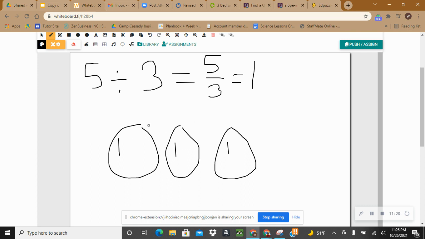Now, how many do I have left over if there was 1, 2, and 3? How many did I have? I had 5, and I only used 3 of them. So there were 2 left over, and I got to break those 2 up and share them with the 3 people there. So that's 1 and 2/3. And if you notice, the denominators stay the same in my improper fraction to mixed number. All right. So that's how you do that for number 4.